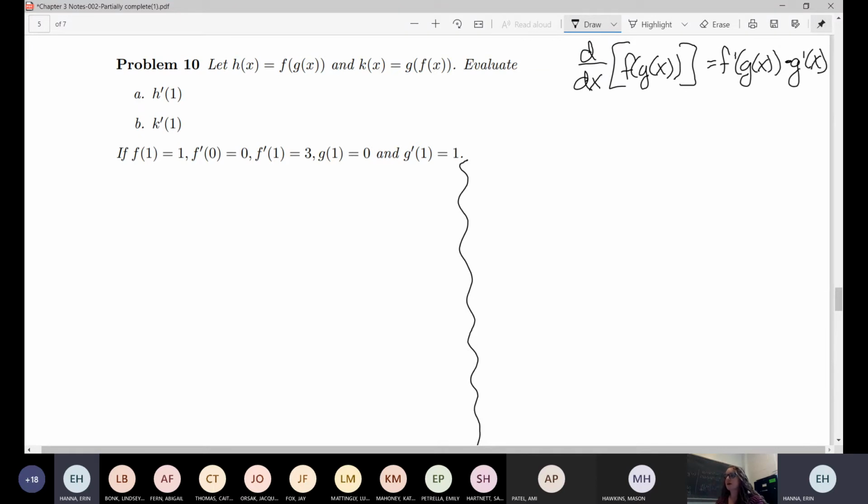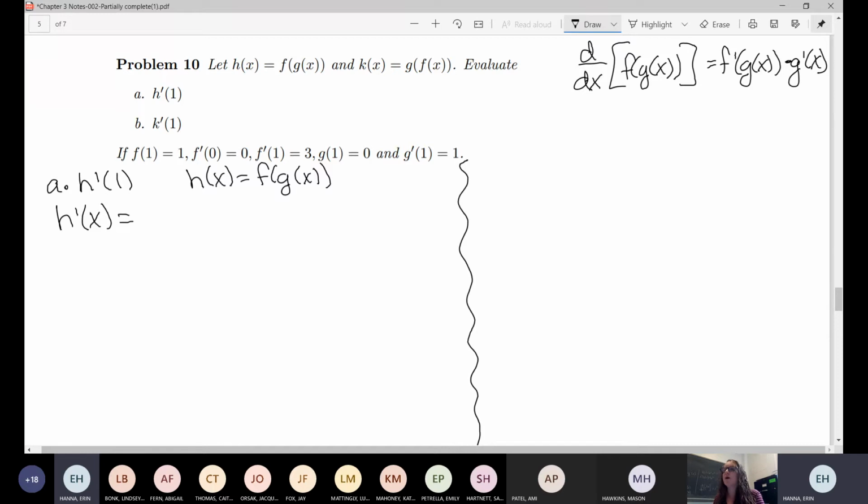So what we have here is two functions that are set up to be compositions. We have f of g of x, and then we have g of f of x, and we want to find the derivative of those functions evaluated at a certain point. So the first thing I want to find is h prime of 1, where h of x is f of g of x. So the first thing I should probably do is just find the generic derivative.